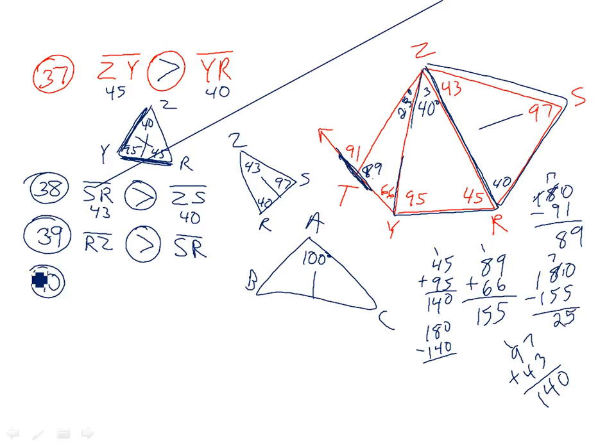40. ZY and RZ. Which triangle's that in, Keith? ZY and RZ. ZY and RZ, which triangle are they in?